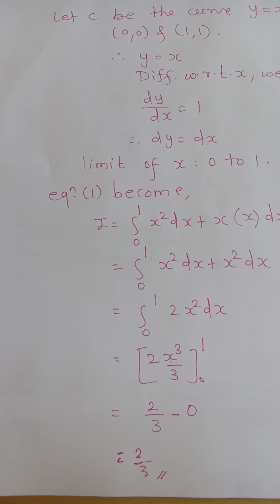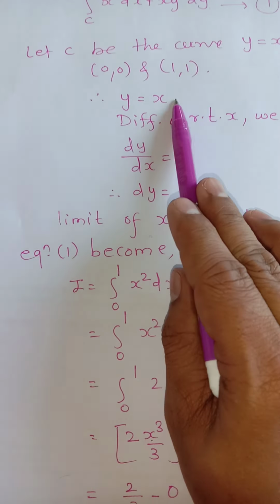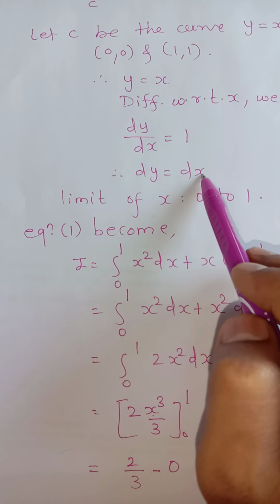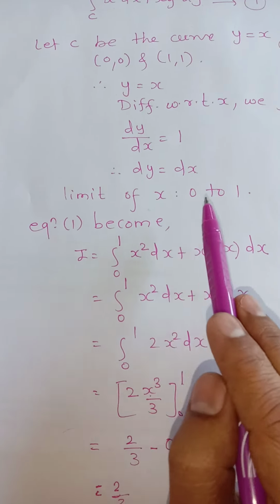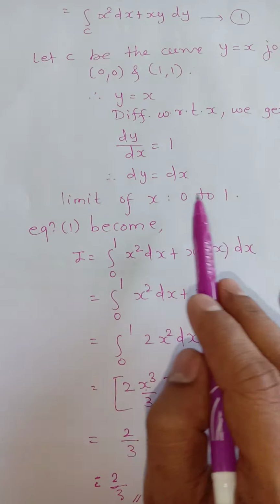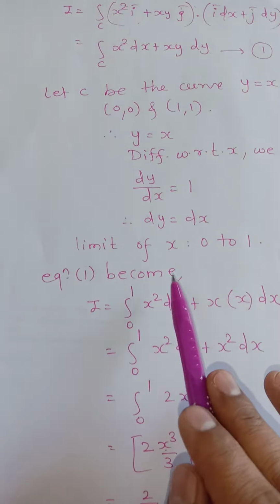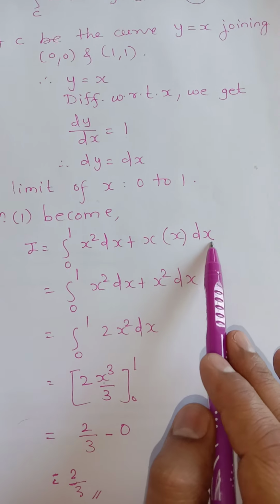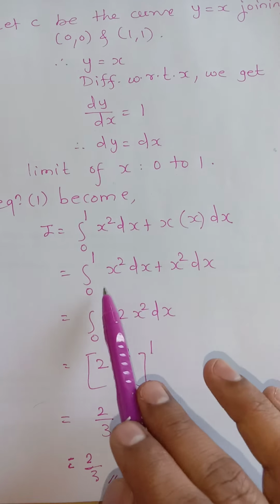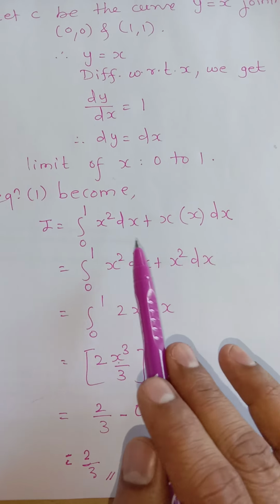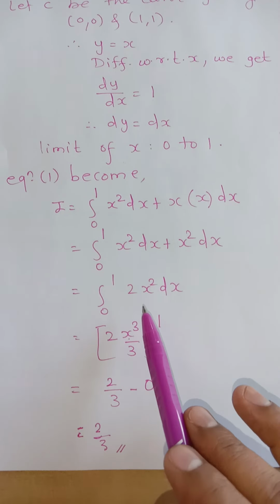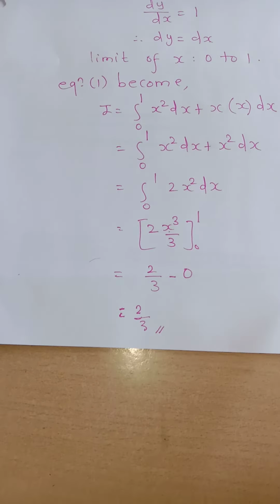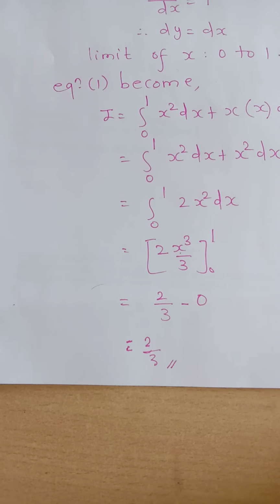So in this example, the curve is y is equal to x, so we put dy by dx is equal to 1, that is dy is equal to dx, and the limits of x are 0 to 1. So convert all the variables in terms of x. So integral 0 to 1 of x square dx plus x into x dx. In this integral all the variables are in terms of x, then we have to integrate with respect to x and then substitute the limits. So the answer is 2 by 3.